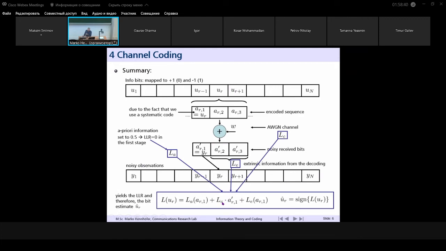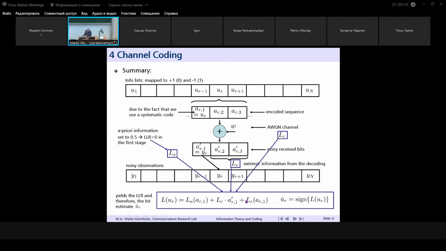The higher the signal to noise ratio, so the less noise we have, of course, the more reliable will be the observation of this systematic bit. Just imagine we had no noise at all. Our systematic bit will be exactly the bit UR that was transmitted. So depending on the signal to noise ratio, this observation of the systematic bit will have more or less influence on our estimate of U. Very good signal to noise ratio, we will get a high number here.